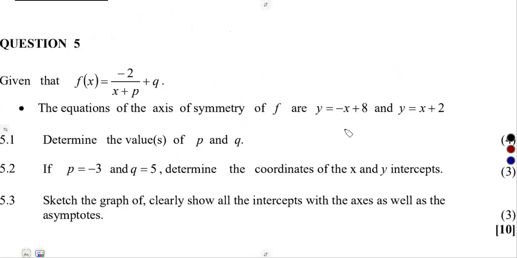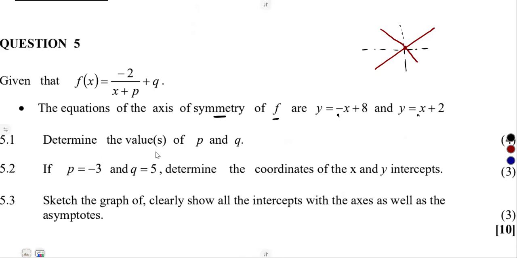All right, question number 5, they gave us a hyperbola and it is given in the form minus 2 over x plus p, plus q. The equations of the axis of symmetry of f are these. So that's the one with the negative gradient and the one with the positive gradient. Remember from the asymptotes concept, we have got the axes of symmetry, one with a positive gradient, one with a negative gradient, which meet at the intersection of our asymptotes. All right, no problem.